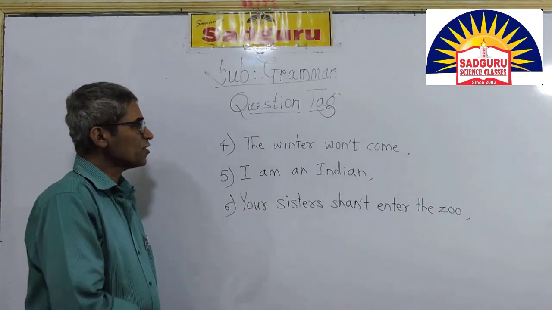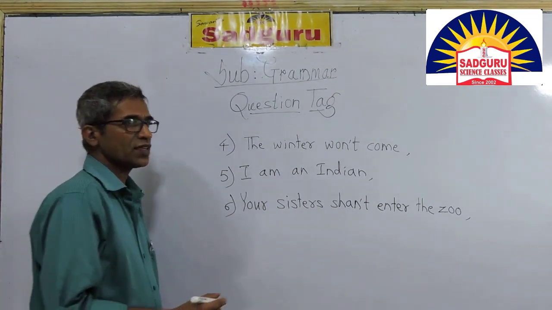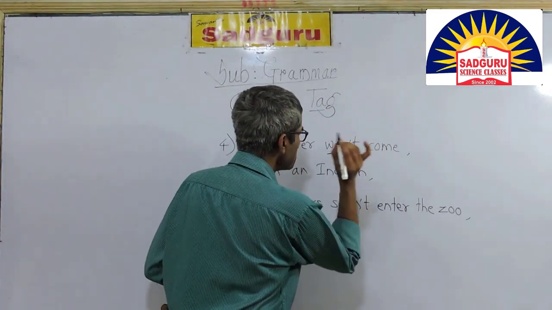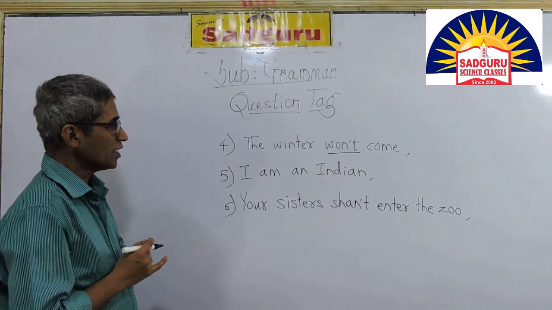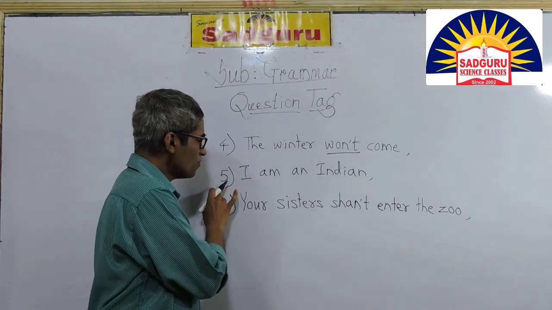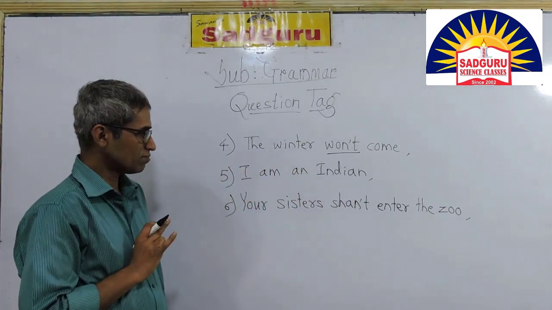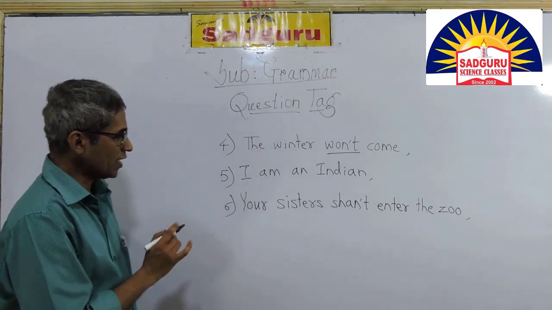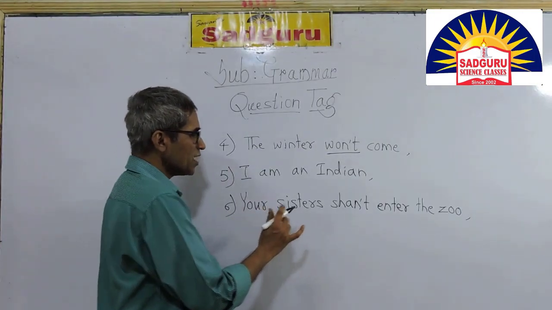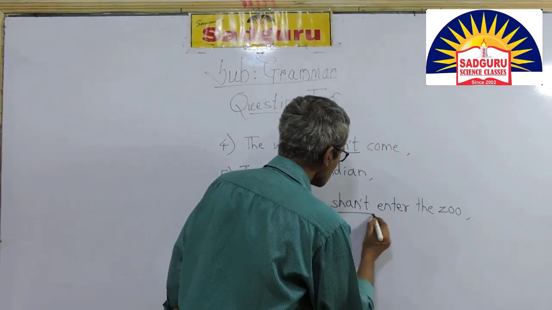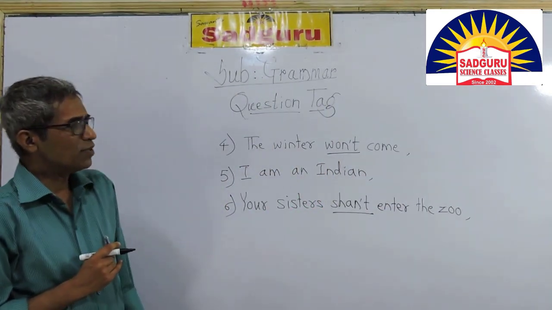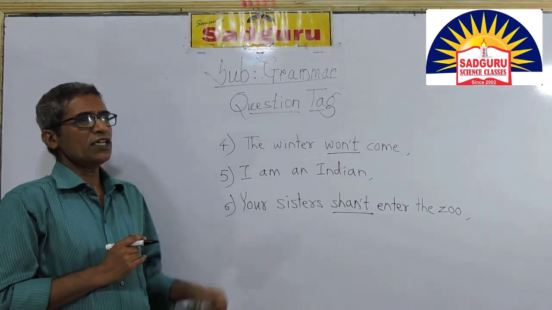You can see that the first statement is negative. You know why? Won't is there. Fifth statement is positive because there is no negative word. Okay? And sixth sentence is negative because there is shan't. Let me tell you one more thing.